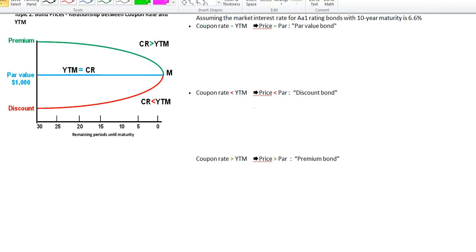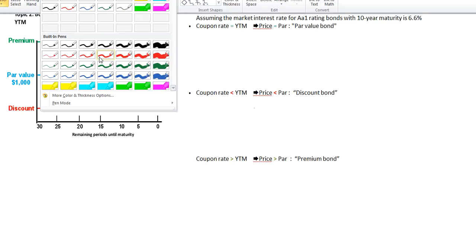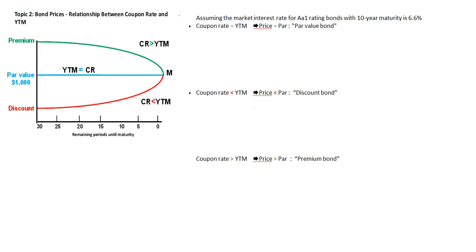Okay, now let's discuss the last topic that we're gonna cover in chapter 7 part 1 that will be included in exam 2. So we're gonna talk about par value bond, discount bond, and premium bond. So par value bond, the definition is the bond that will be sold at par price, okay, which is basically $1,000.